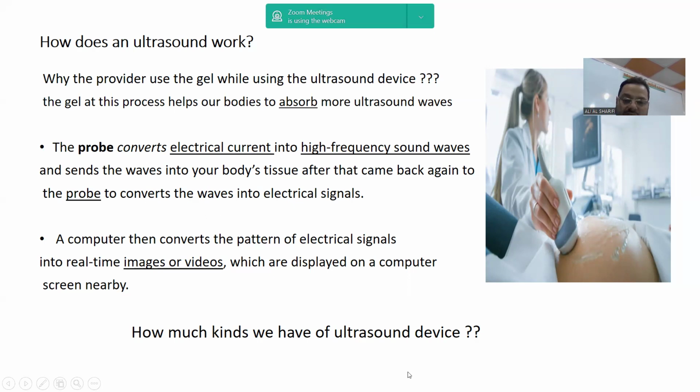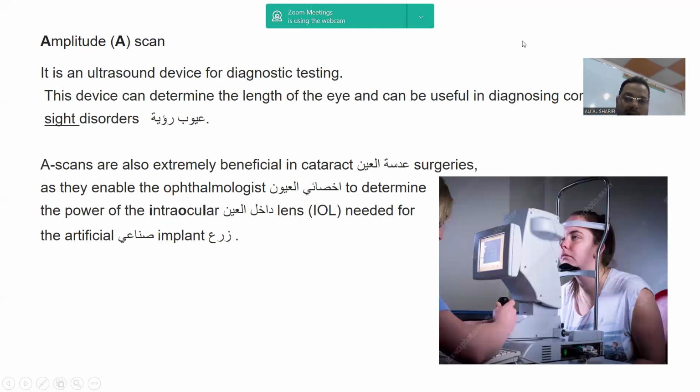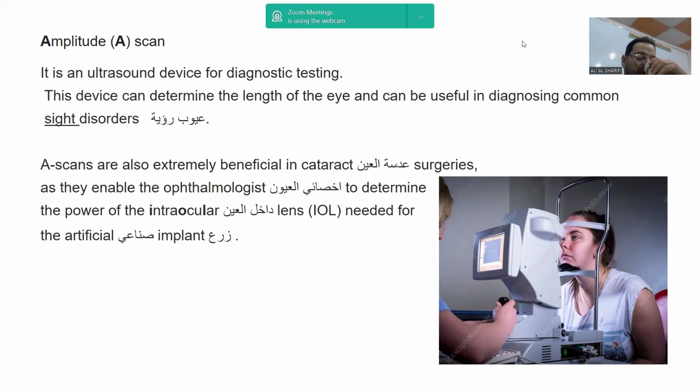How many kinds of ultrasound device do we have? We have A and B ultrasound devices, and more than these, another two kinds. Let's start from the A ultrasound scan. That means the Amplitude A scan.